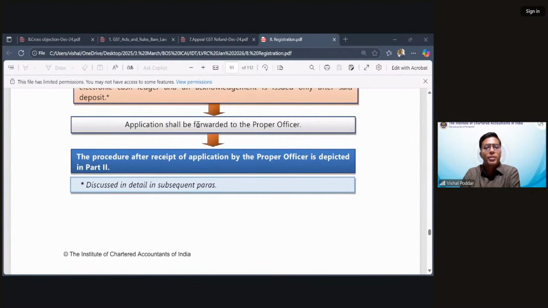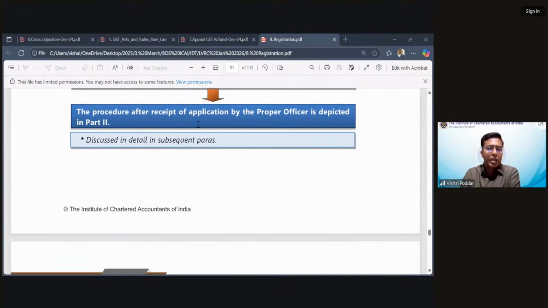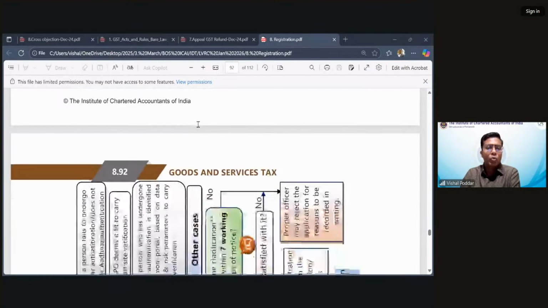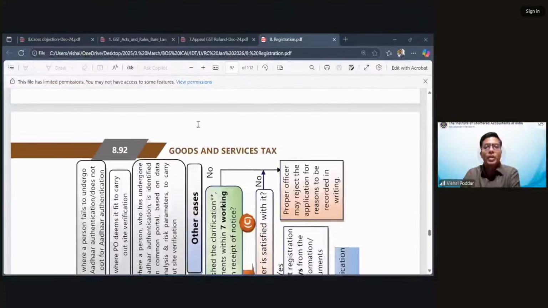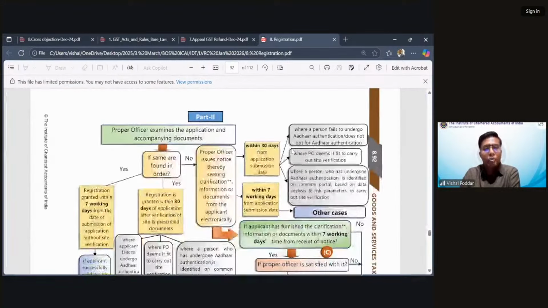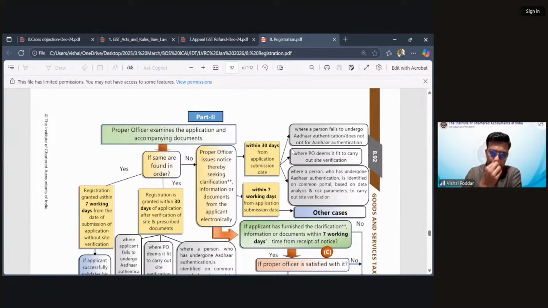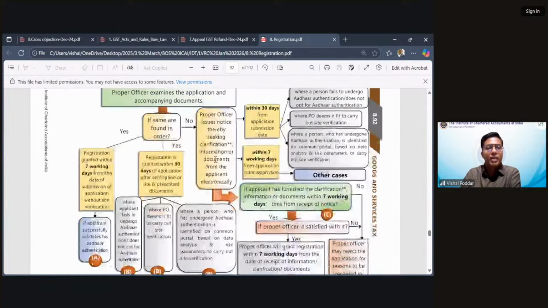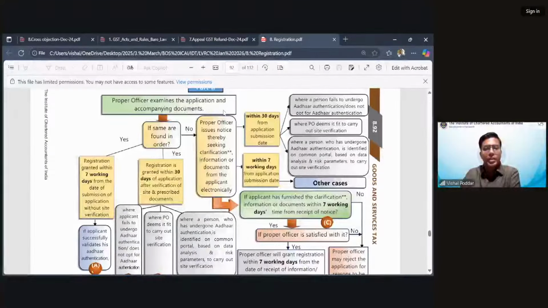Next, after this application is made, it is forwarded to the proper officer, and part 2 of the registration process starts. Now in part 2, the officer will be checking your entire application along with the documents that you have submitted to check for the validity and authenticity and whether to allow or not allow you the registration. Now in this, there are different things that you have to understand and keep in mind.